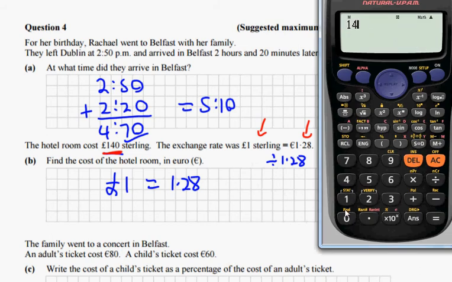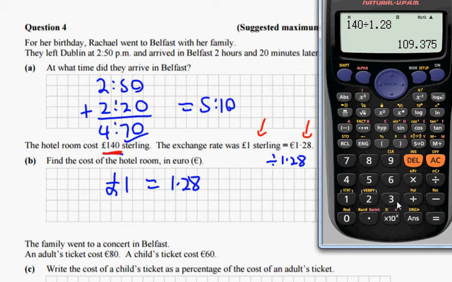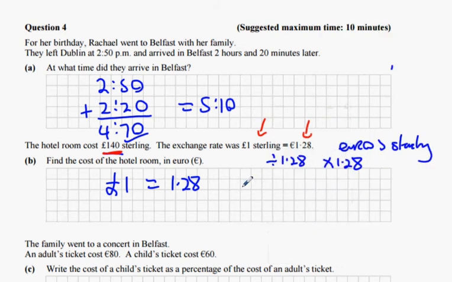So what we're going to do is we get 140. First of all, we divide it by 1.28 and we get a smaller number, 109. So instead of dividing, we'll try multiplying, and this time we get 179.20. So 140 multiplied by 1.28 is 179.20.